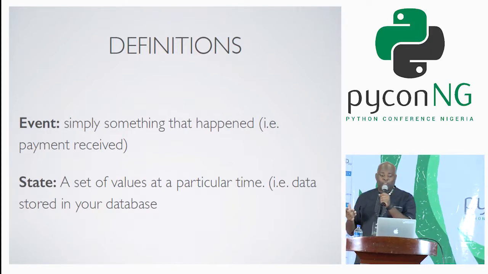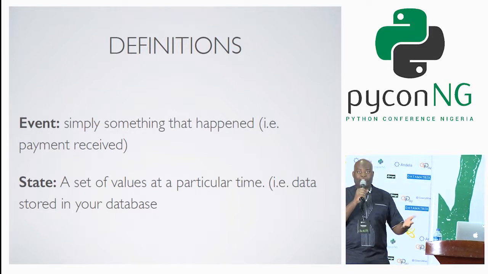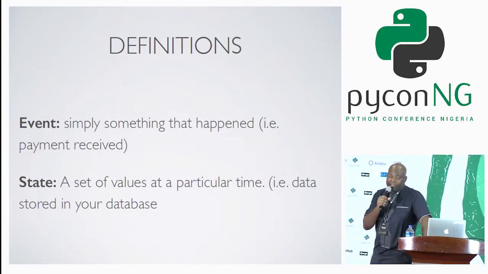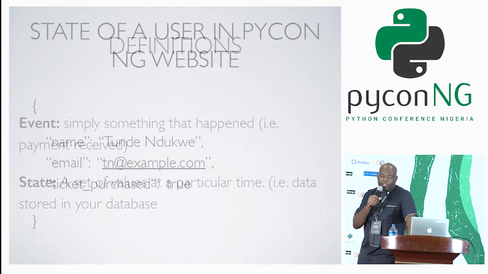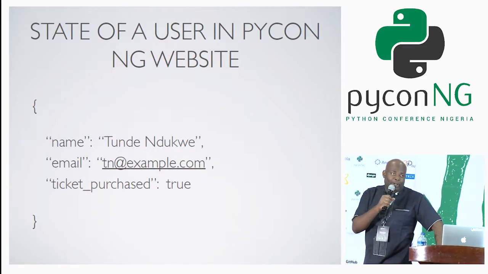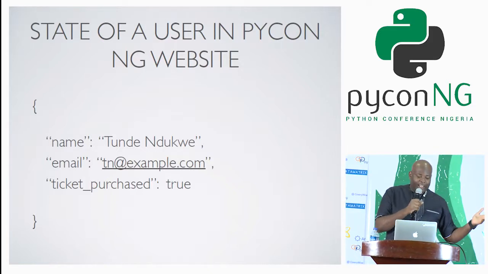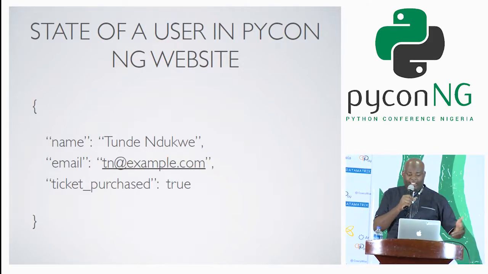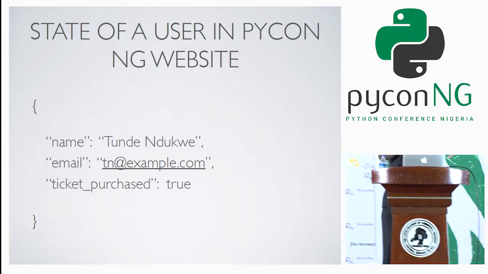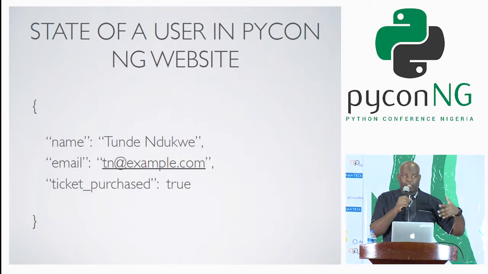And then also state. State is just a set of values at a particular time. So for example, you might store information in your database. The snapshot of what that is at one time is your state. So here's an example. Let's say we're using JSON format, and the PyCon website where everyone registered, this might be a piece of state that existed at one time. There might have been someone named Tunde who had this email and had a Boolean ticket purchased equals true. So that's all I'm talking about, just some facts about a certain person or thing that you store.